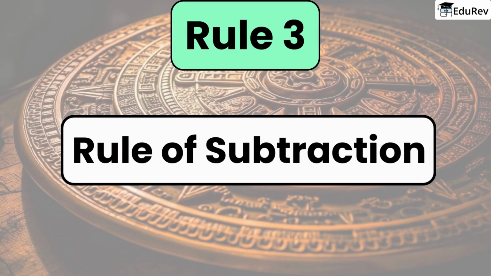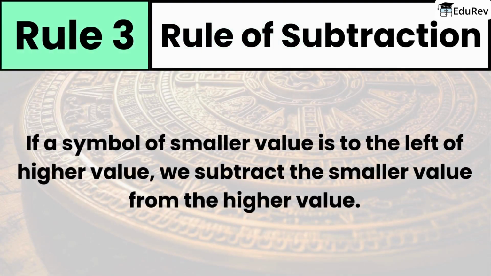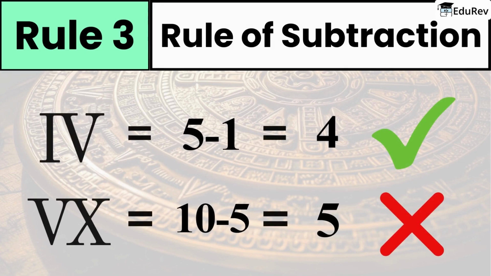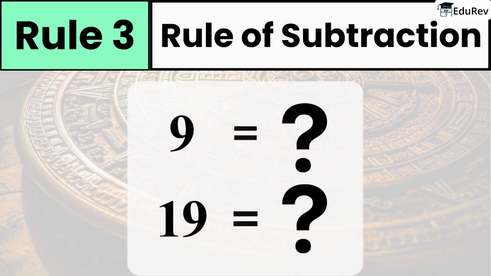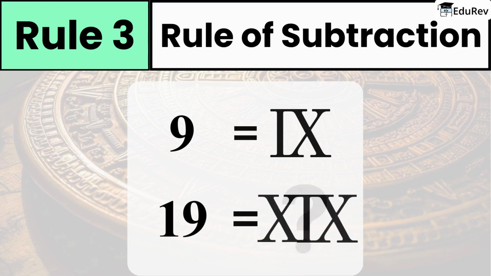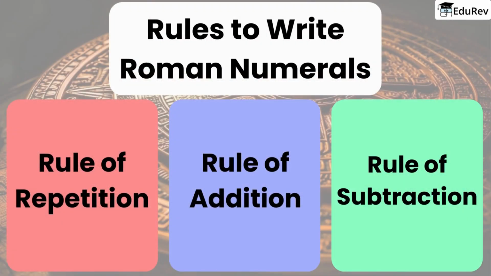Rule 3, Rule of subtraction. If a symbol of smaller value is to the left of a higher value, we subtract the smaller value from the higher value. However, the symbols V, L and D cannot be subtracted from any number. So we can have IV as 4 but we can't use VX as 5. Now can you tell how we can write 9 and 19? Yes, 9 will be written as IX. 19 will be written as XIX. Hence when writing Roman numbers we just have to remember these 3 rules. And we can write any number.